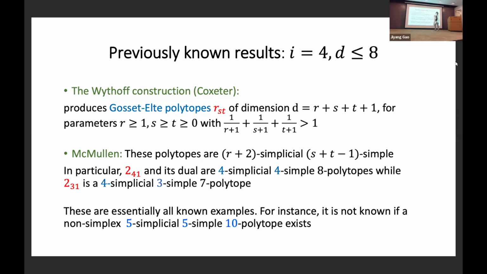But in any case, this gives us some additional examples. For example, if you look at parameters 2, 4, and 1, you can check that they satisfy the conditions, and what you get is a four simplicial polytope. And of course, the dual of that object is also four simplicial. And similarly, if you look at parameters 2, 3, and 1, you have a four simplicial, three simple, seven dimensional polytope. And these are essentially all known examples. So, for instance, we still don't know if there exists a polytope that's not a simplex, a 10 dimensional polytope, that's 5 simplicial.